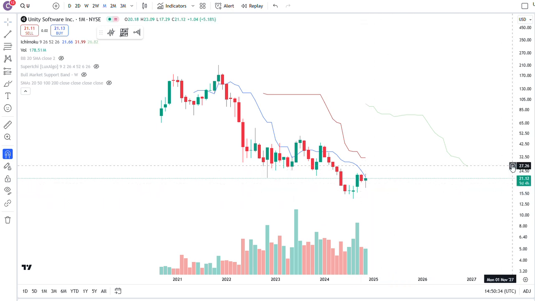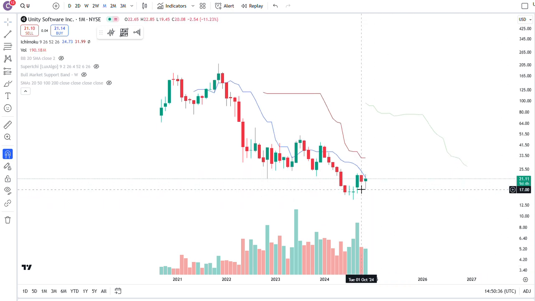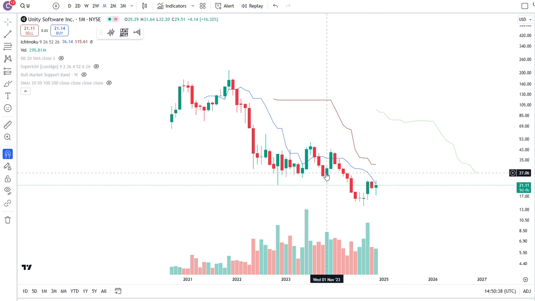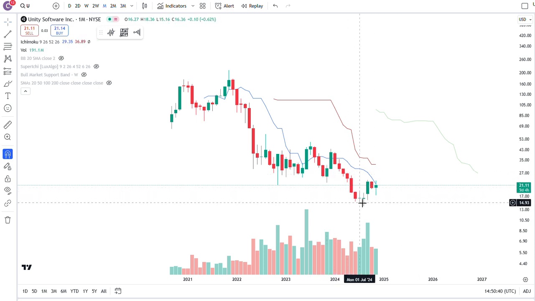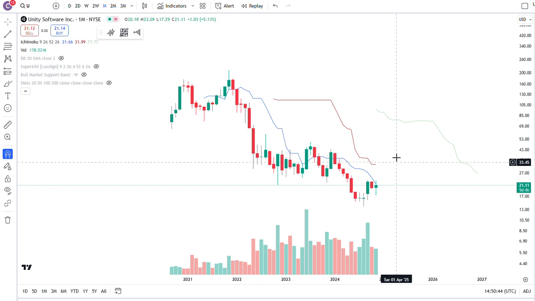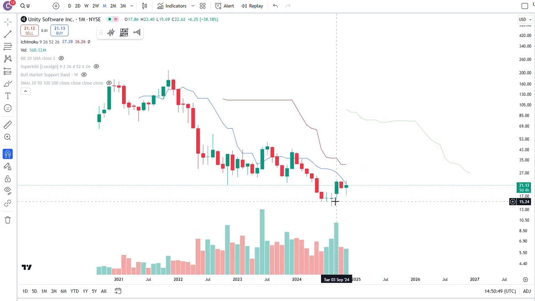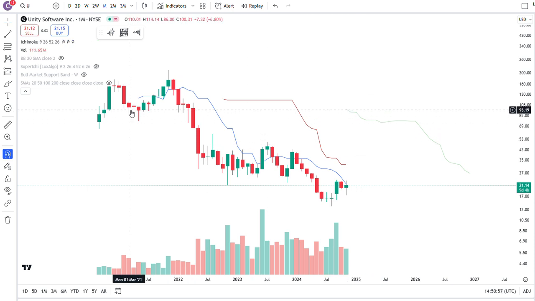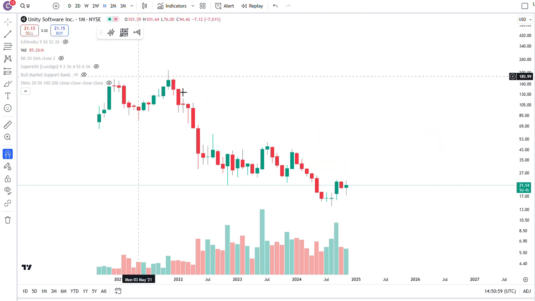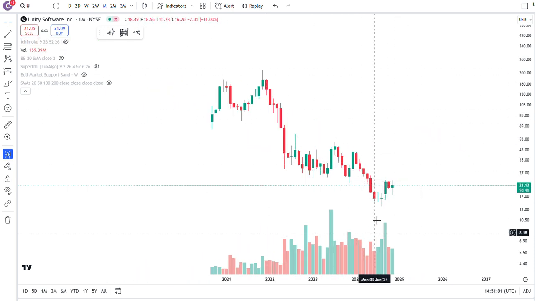So I probably would still stay away from Unity for now. There are just a lot of other stocks that have a better base behavior, a better falling knife, if you will, to catch. Although I do see this potentially being the bottom, there's no confirmation because of the lower low pattern and it has yet to form a higher low. So I'm probably just going to stand on the sidelines and watch it. I'm not going to get into Unity anytime soon.